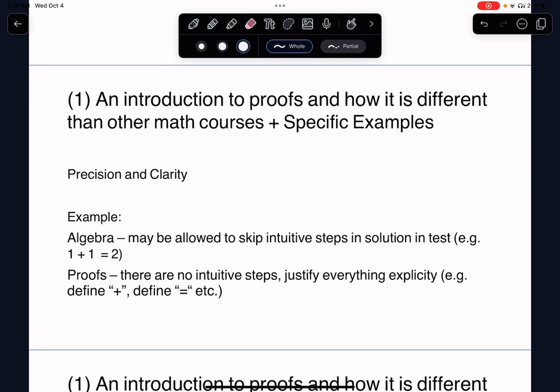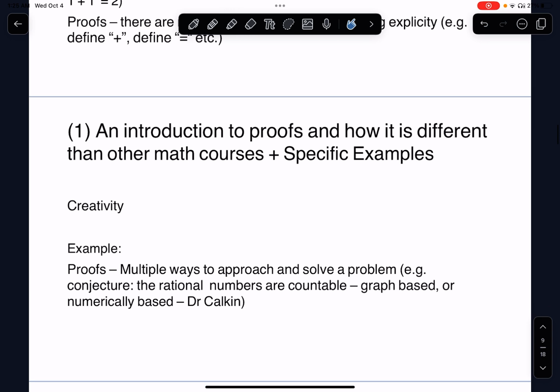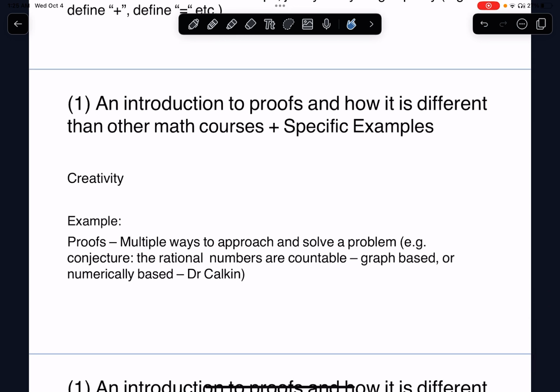But in proofs, there are no intuitive steps. You must justify everything explicitly. So in this case, you would want to define what addition is and what it means for two things to be equal to each other. And also, most likely define the space that you're in, so where you're drawing the variables from or what space is there. And then the next point is creativity.